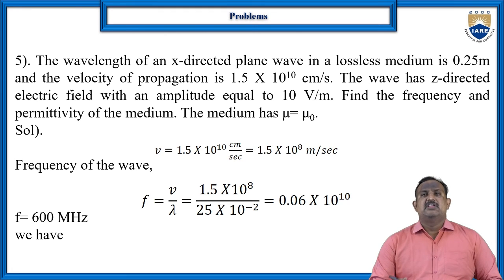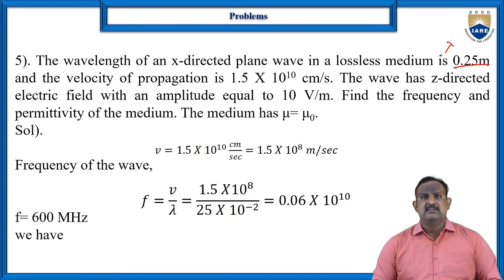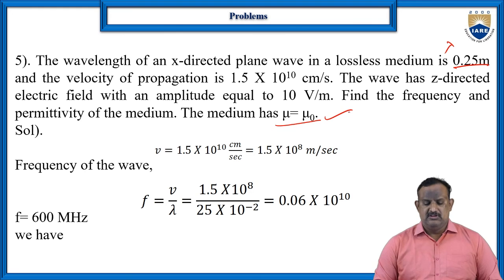Next. The wavelength of an x-directed plane wave in a lossless medium is given as 0.25 meters, and the velocity of propagation is given as 1.5 into 10 power 10 centimeters per second. Then the wave has a y-directed electric field with an amplitude equal to 10 volts per meter. Then find the frequency and permittivity of the medium. So here the medium has mu is equal to mu naught.